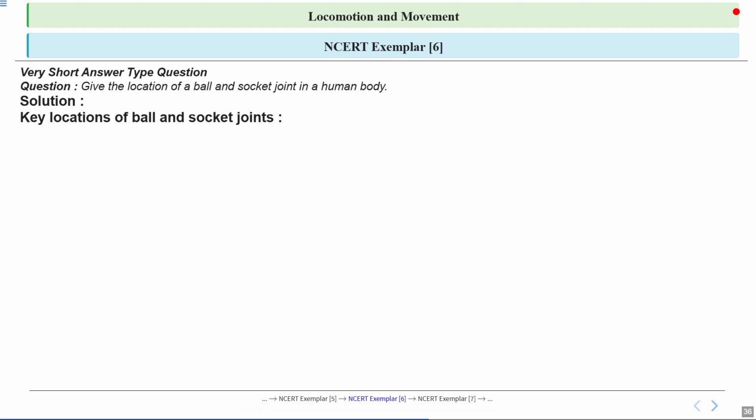Let's talk about ball and socket joints. These are found mainly in the shoulder and hip, where a rounded head of one bone fits into a cup-like socket of another bone, allowing a wide range of movements such as lifting, rotating, and bending.